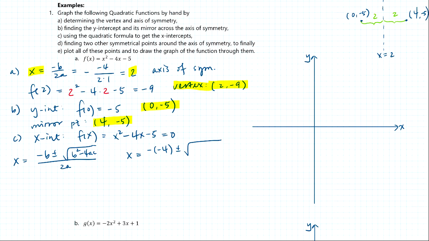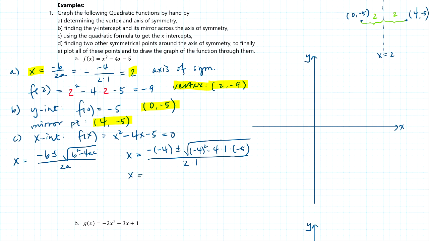Plus minus the square root of b squared, which would be -4 squared, minus 4 times a, which is 1, times c, which is -5. And this is all over 2 times 1, because a is equal to 1. And with this, we can go ahead and simplify that.